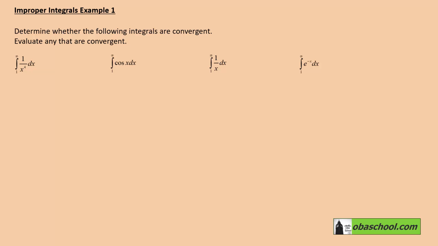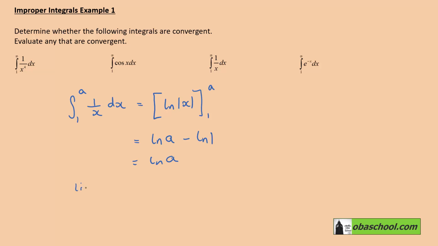So now let's look at the next one, which is the integral, and we'll do that as 1 to a of 1 over x dx, and that's going to be ln mod x from 1 to a, which is ln a take away ln 1. Of course ln 1 is 0, so that's just ln a. But there is no limit as a tends to infinity of ln a, so this one's not convergent either.